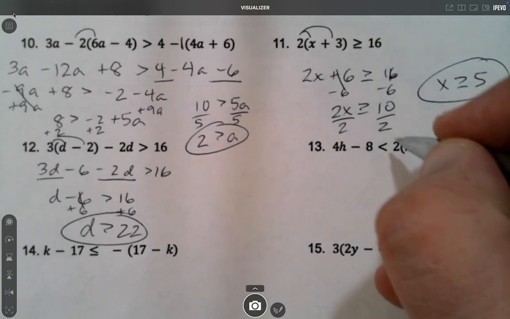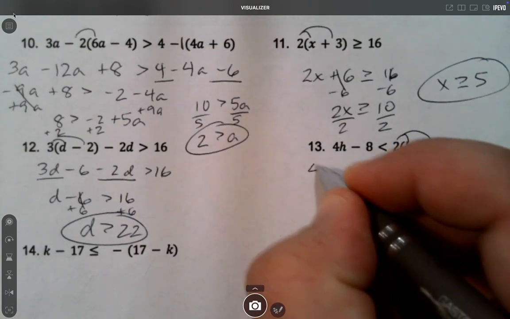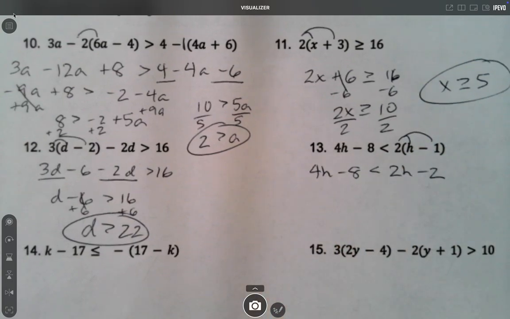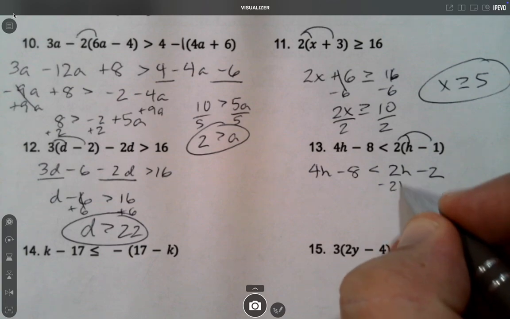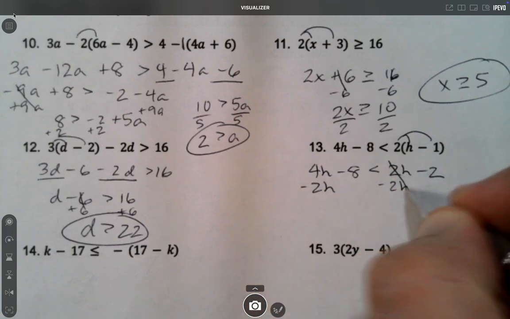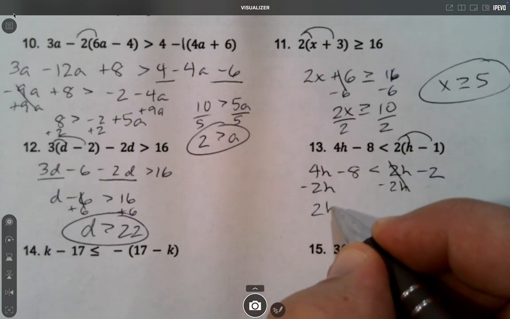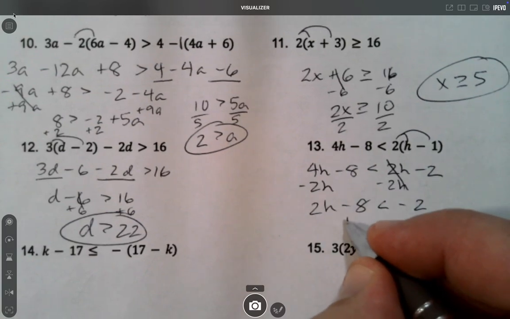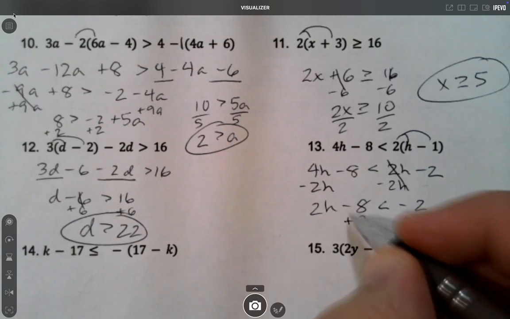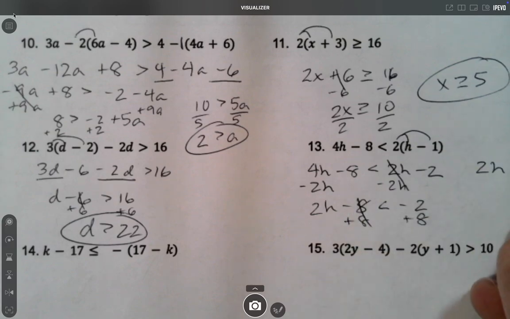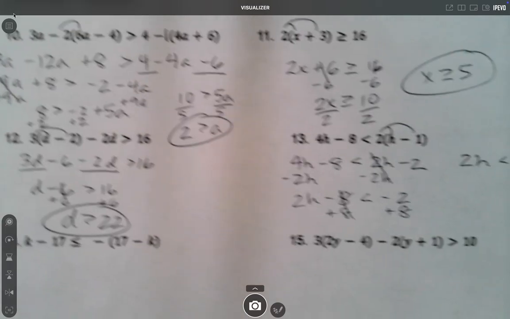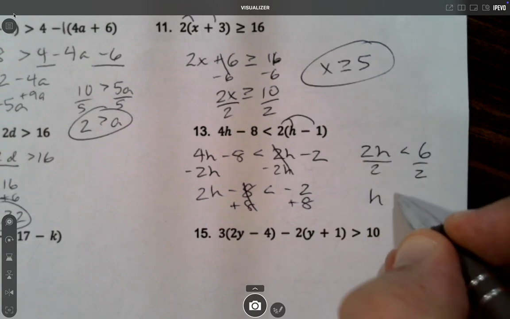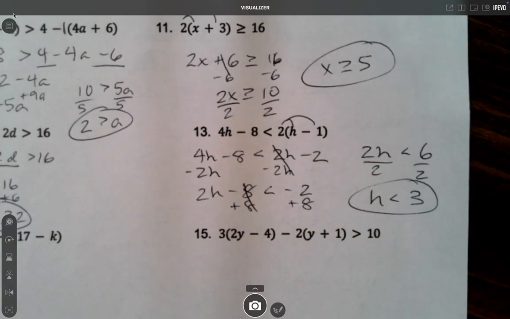Okay, on 13, we need to distribute first. We subtract 2h from both sides because we have variables on both sides, so I recommend we combine those as soon as we can. Add 8 to both sides. That gives us 2h is less than 6. And we divide both sides by 2, and we get h is less than 3.